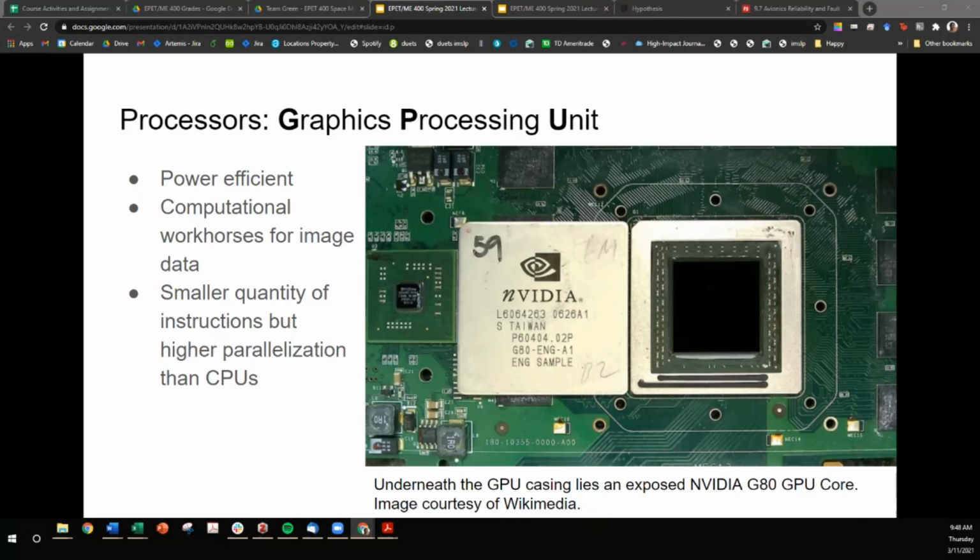GPUs differ from CPUs in that they are very power efficient. They're computational workhorses for image data versus CPUs, which you use more generally for number crunching, for sequential operations. GPUs have a smaller quantity of cores, can process a smaller quantity of instructions, but they have higher parallelization than CPUs. So that's why they're so good at processing images.